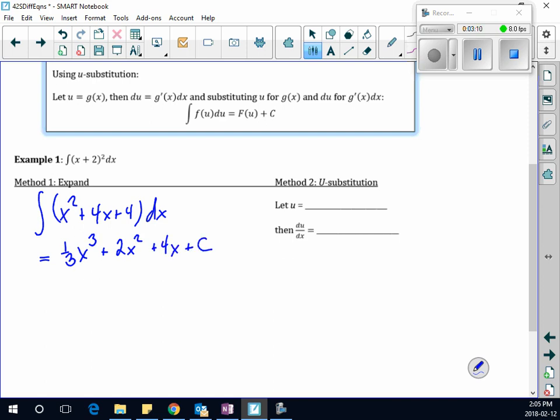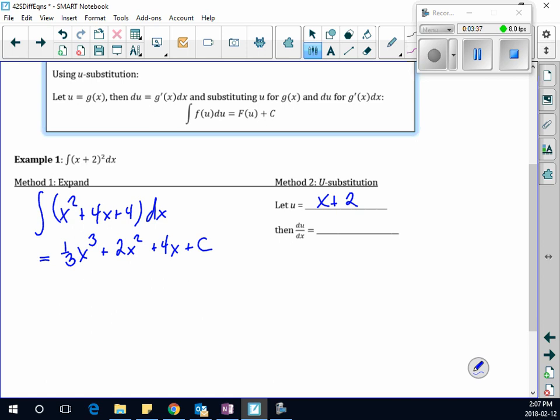There you go. Now we're going to do the same question again, but we're going to use what's called U substitution. So in U substitution, it's kind of like the chain rule where there's an inside and an outside. Does everybody see the inside would be this x plus 2? So the first thing we do is we designate what we're going to call the inside. And we call it U for U substitution. So we let U equal x plus 2.